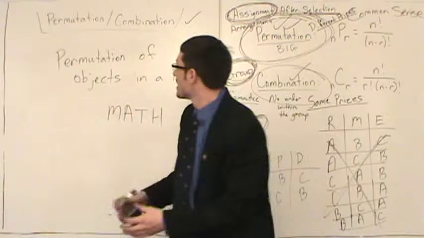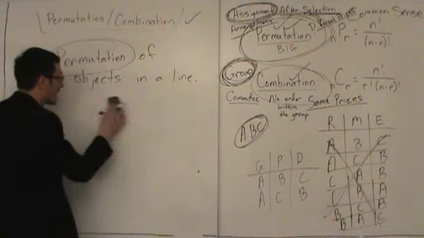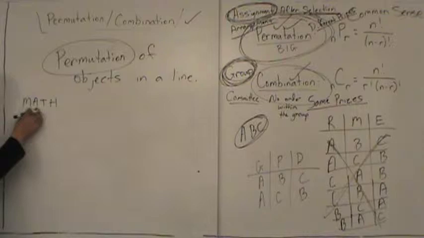How many ways can you arrange four things in a line? It's the same thing with the word math. But let's diagram it out. Now, this one's a complicated diagram. We're going to write it all out. So we have the word math. I want you to see this diagram.